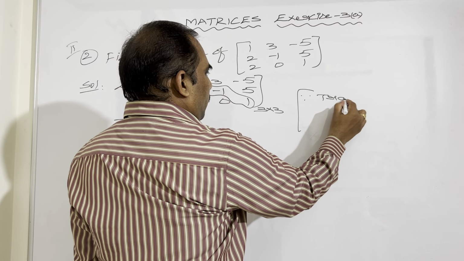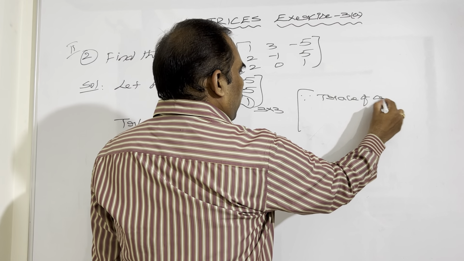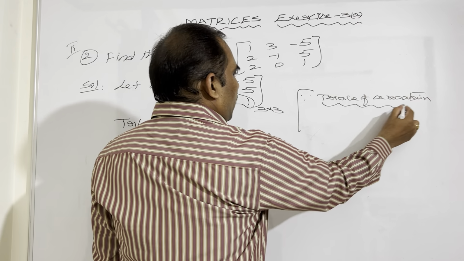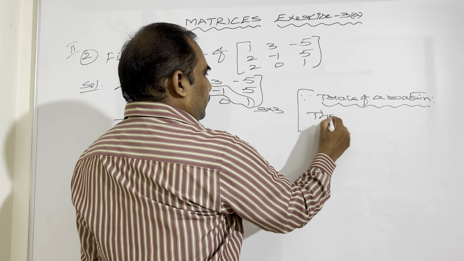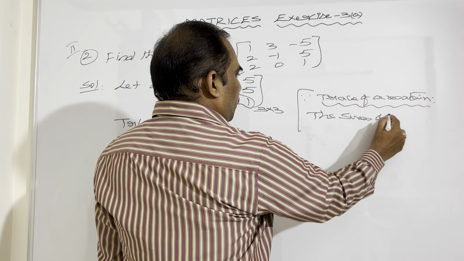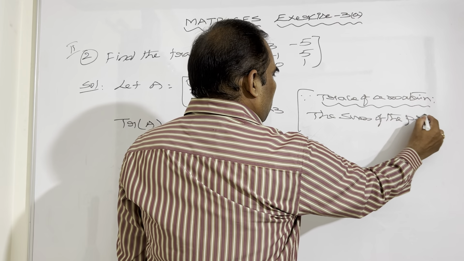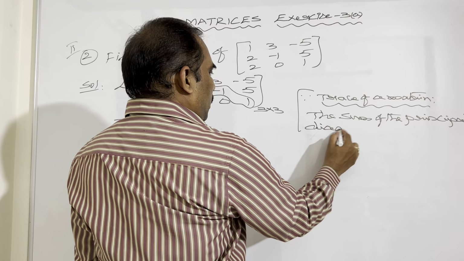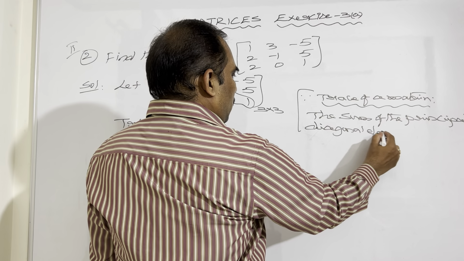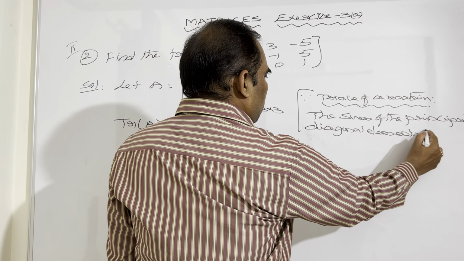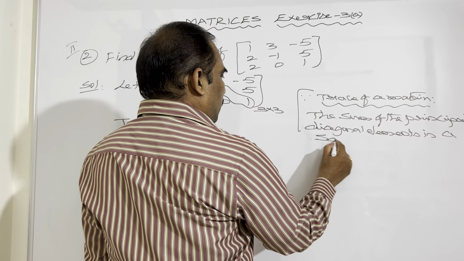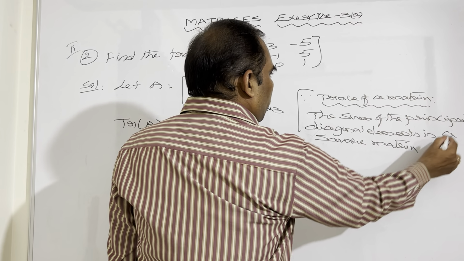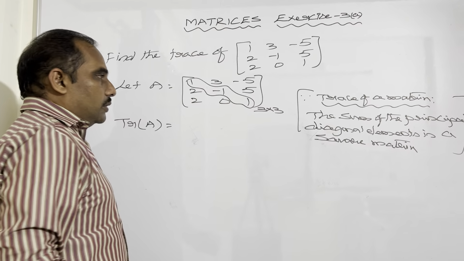So trace of a square matrix is defined as the sum of the principal diagonal elements. The sum of the principal diagonal elements of a square matrix is called the trace of a matrix. Keep in mind this concept.